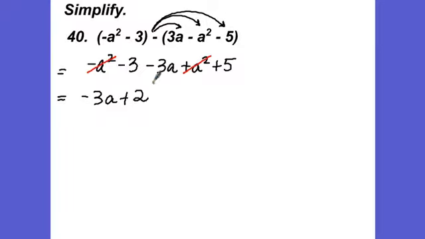Now, a couple of things I did not mention before. Negative 3 is called a coefficient. Any number in front of a variable is a coefficient. So negative 3 is the coefficient of a. 2 is the constant. It will not have a variable, it's just a number.